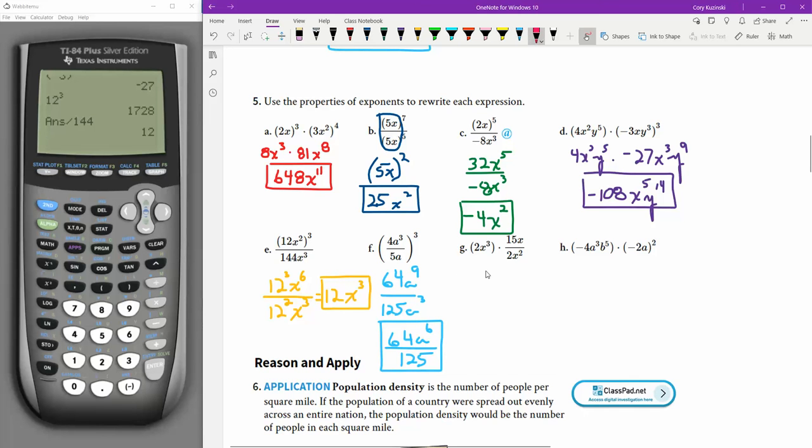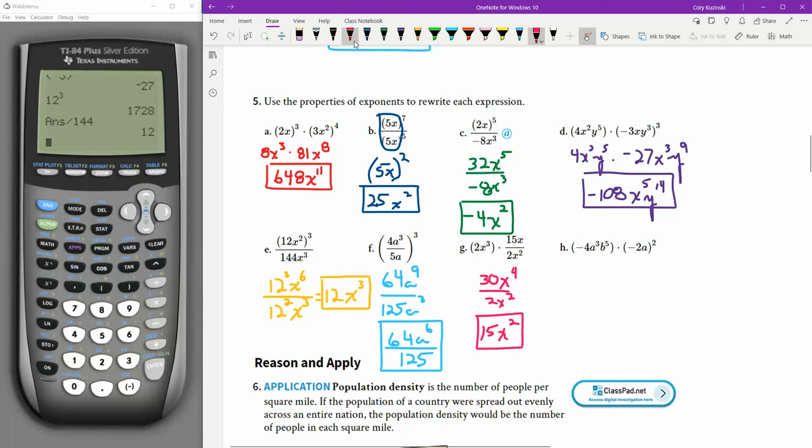Next up, how about we just multiply first? Let's do 2x cubed times 15x. 2 times 15 is 30. X cubed times x is x to the 4th. And then all of that needs to be divided by 2x squared. 30 divided by 2 is 15. X to the 4th divided by x squared is x squared. 4 minus 2 is 2.